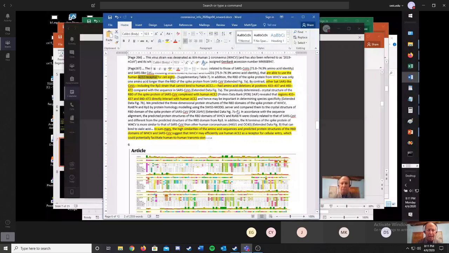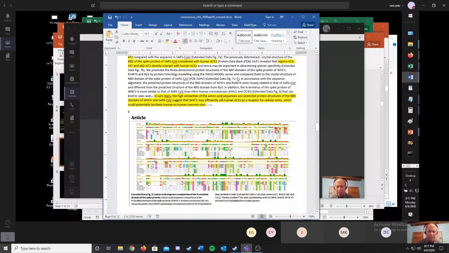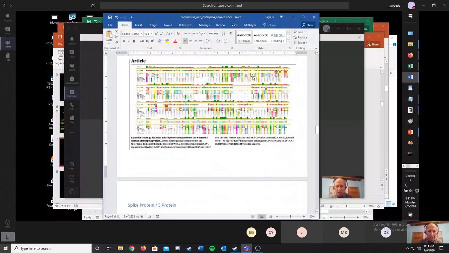And some other bat coronaviruses do bind to ACE2 and some don't. So anyway, these scientists published this, and it's hard to see, so if I zoom in a little bit, maybe it would help.